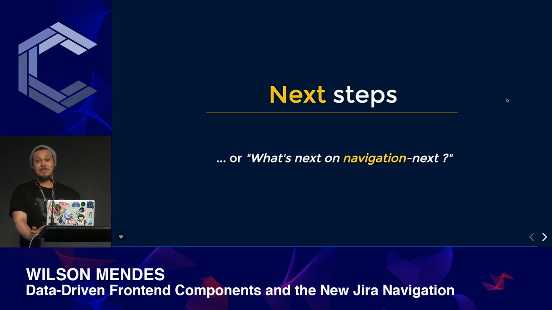So as next steps, Navigation Next is already released for all the users in Jira and in Confluence, and now we are doing the same migration for Bitbucket. So what can we do next? You improved the navigation. That means you improved the whole page in those products. So what else can we do?